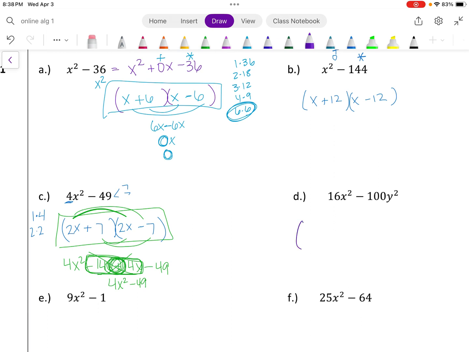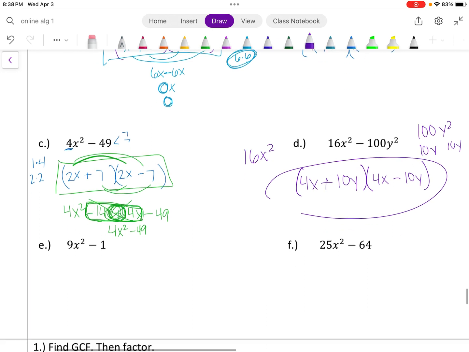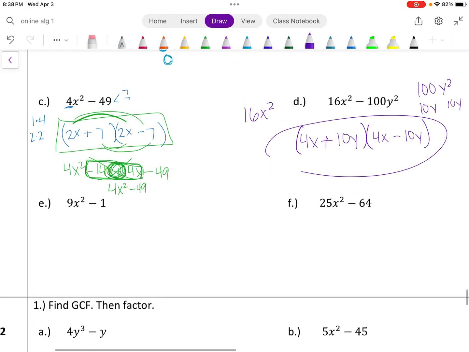All right, this next one, they're trying to trip us up here by throwing in that extra variable, but we're smarter than that. We know what something times itself. The square root of 16 is 4x. The square root of 100 is 10, so it must be 10y. Well, look at that. Look how easy that is when we recognize that pattern.